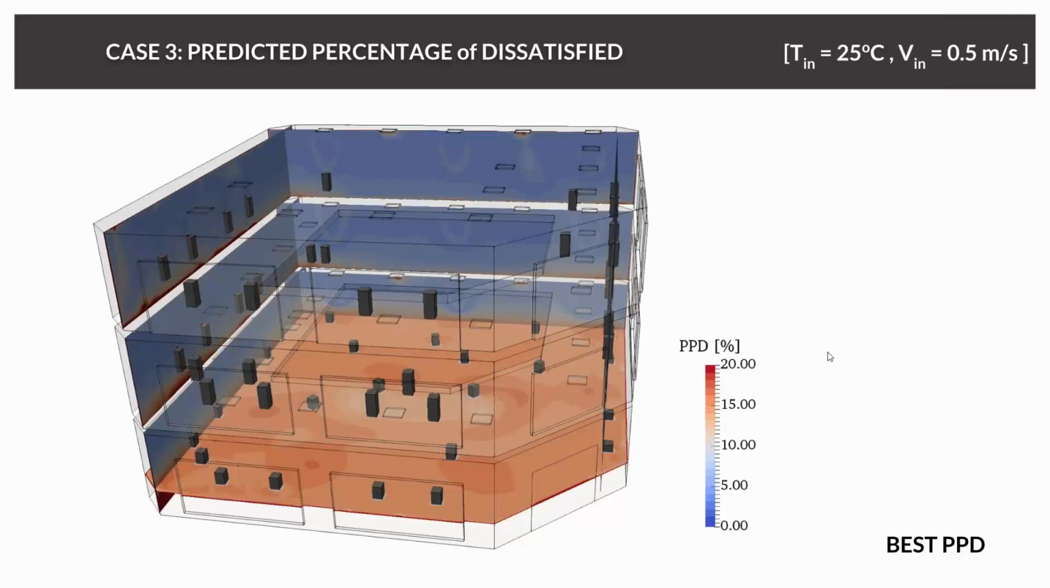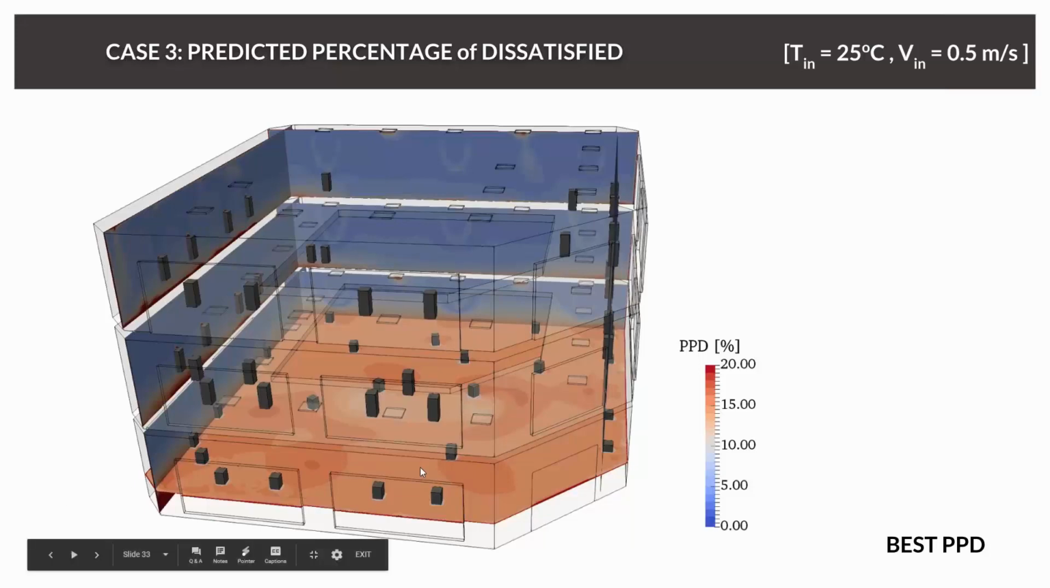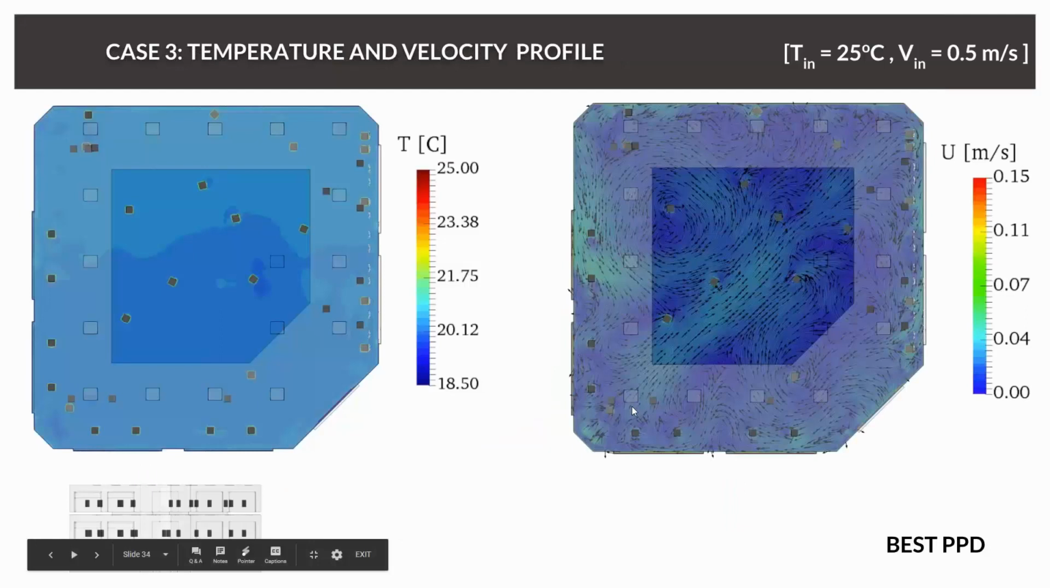Now let's take a look at case 3. We have the same inlet and outlet positions. We have the same mass flow or inlet velocity. The only thing which is different is our inlet temperature. And again, let's take a look first of all at the PPD. And you can directly see that it's looking much better. It's a little bit off at the first level, but everywhere else it seems to be better.